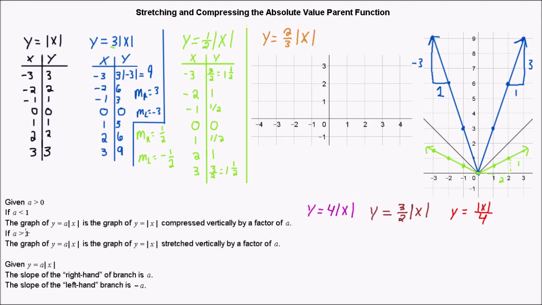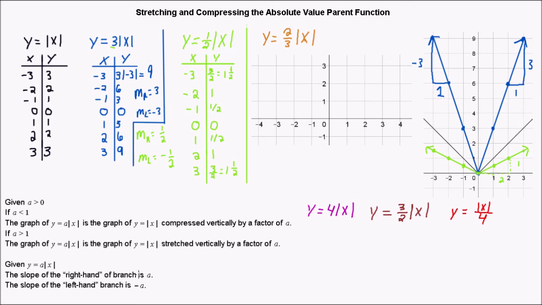If a is greater than 1, the graph of y equals a times the absolute value of x is the parent function stretched vertically by a factor of a. That was what we saw in this case, y equals 3 times the absolute value of x, where it was stretched vertically.